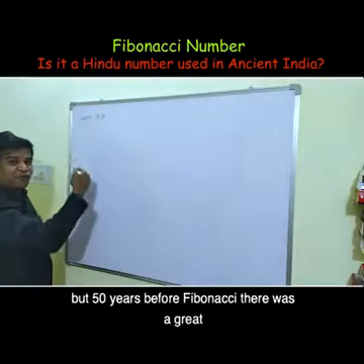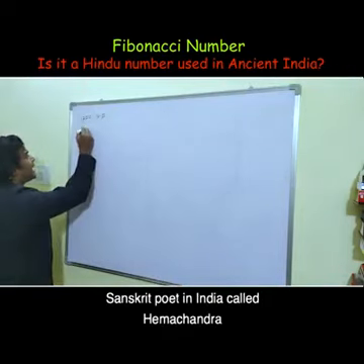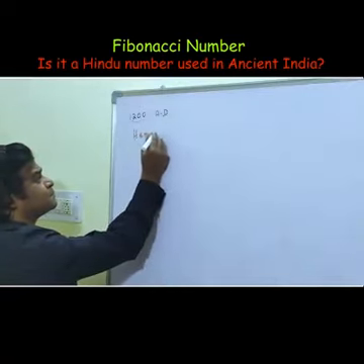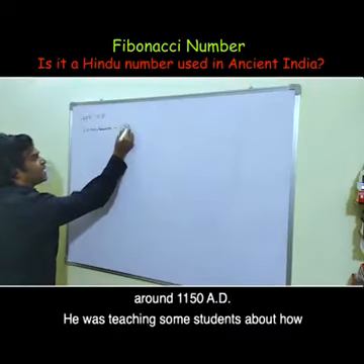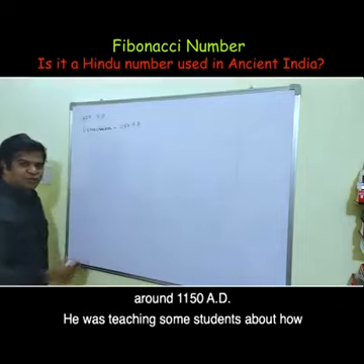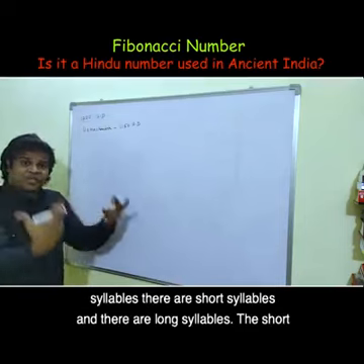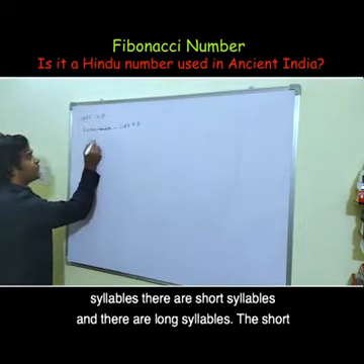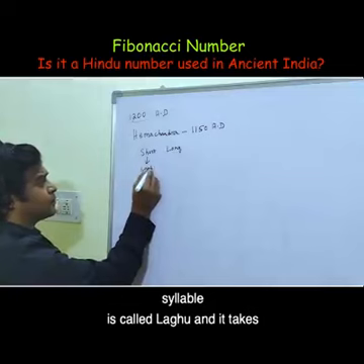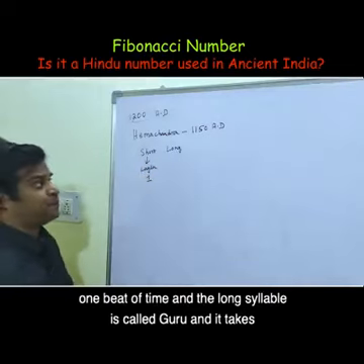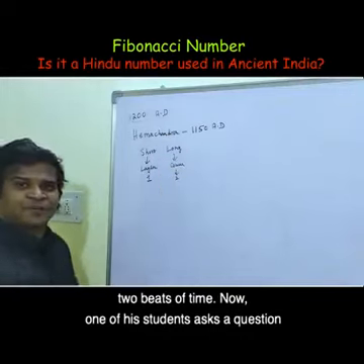But 50 years before Fibonacci, there was a great Sanskrit poet in India called Hemachandra. Around 1150 AD, he was teaching some students about how to compose poetry. In Sanskrit syllables, there are short syllables and there are long syllables. The short syllable is called lagu, and it takes one beat of time. And the long syllable is called Guru, and it takes 2 beats of time.